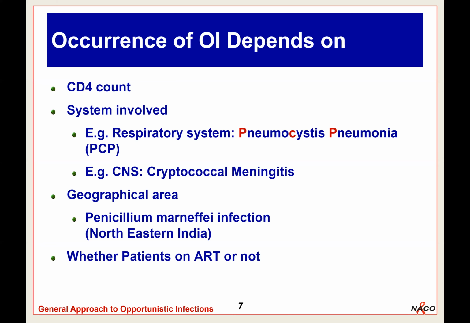When we look at the immune system, we talk about CD4, and based on the system involved, we can predict some OIs. And I was mentioning geographies. Some of the OIs like talaromycosis, which was mentioned in the UW session, formerly known as Penicillium marneffei infection, is still common in the northeastern part of India, especially in Manipur, and also Southeast Asia, basically.